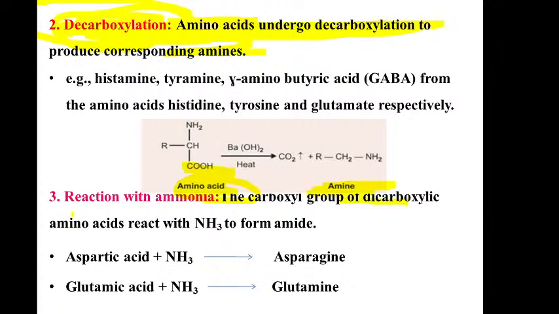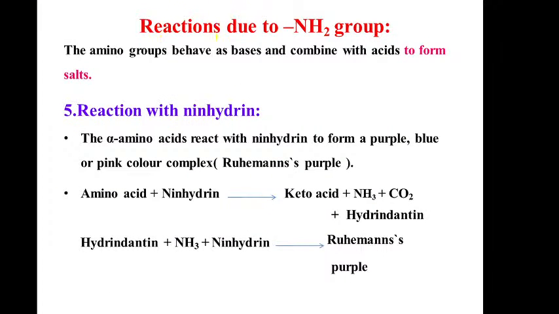Then we have reaction with ammonia. When the COOH group reacts with ammonia, it leads to the formation of amide. First we had the formation of amine, now we have the formation of amide. From aspartic acid we will get asparagine. From glutamic acid we will get glutamine. Then we have the reactions due to the NH2 group. The amino group behaves as a base and combines with acids to form salts.